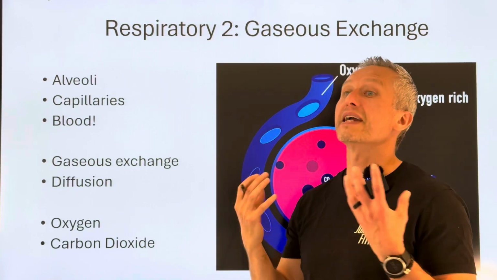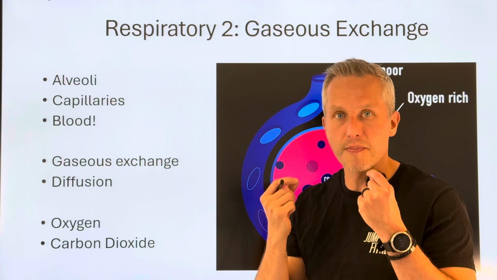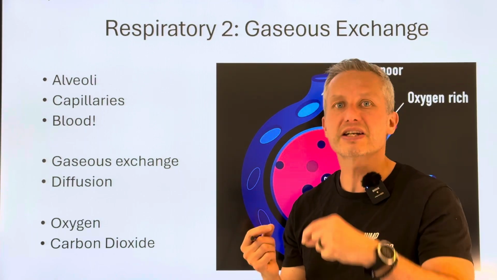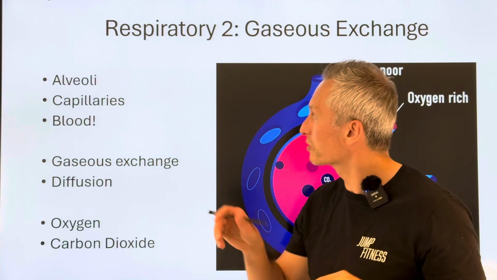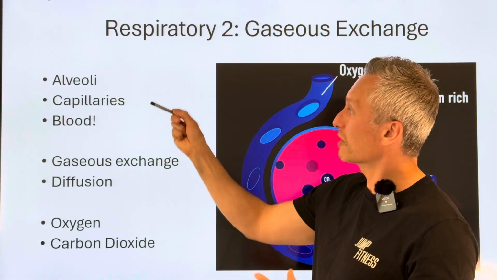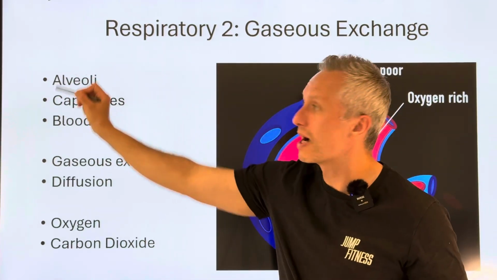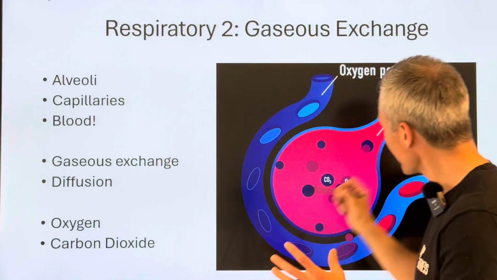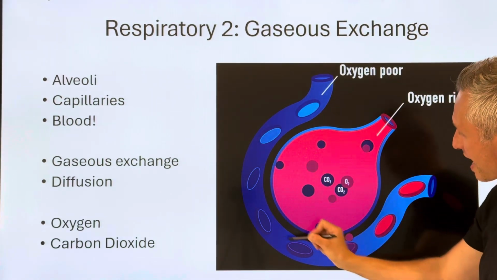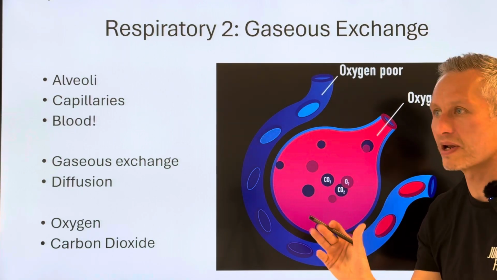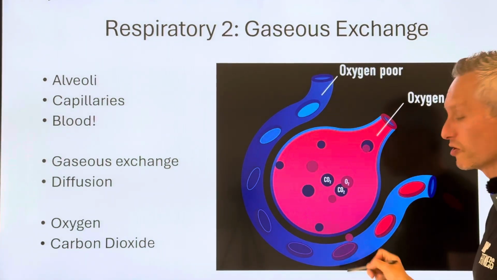So we've taken a breath in, it's past our nose and our mouth, it's gone past our larynx and our pharynx, down our trachea, into our bronchi, into our bronchioles, and that air containing oxygen has ended up in our alveoli. So this is a nice little image of our alveoli here, and wrapped around that alveoli is the smallest of our blood vessels, known as our capillaries.